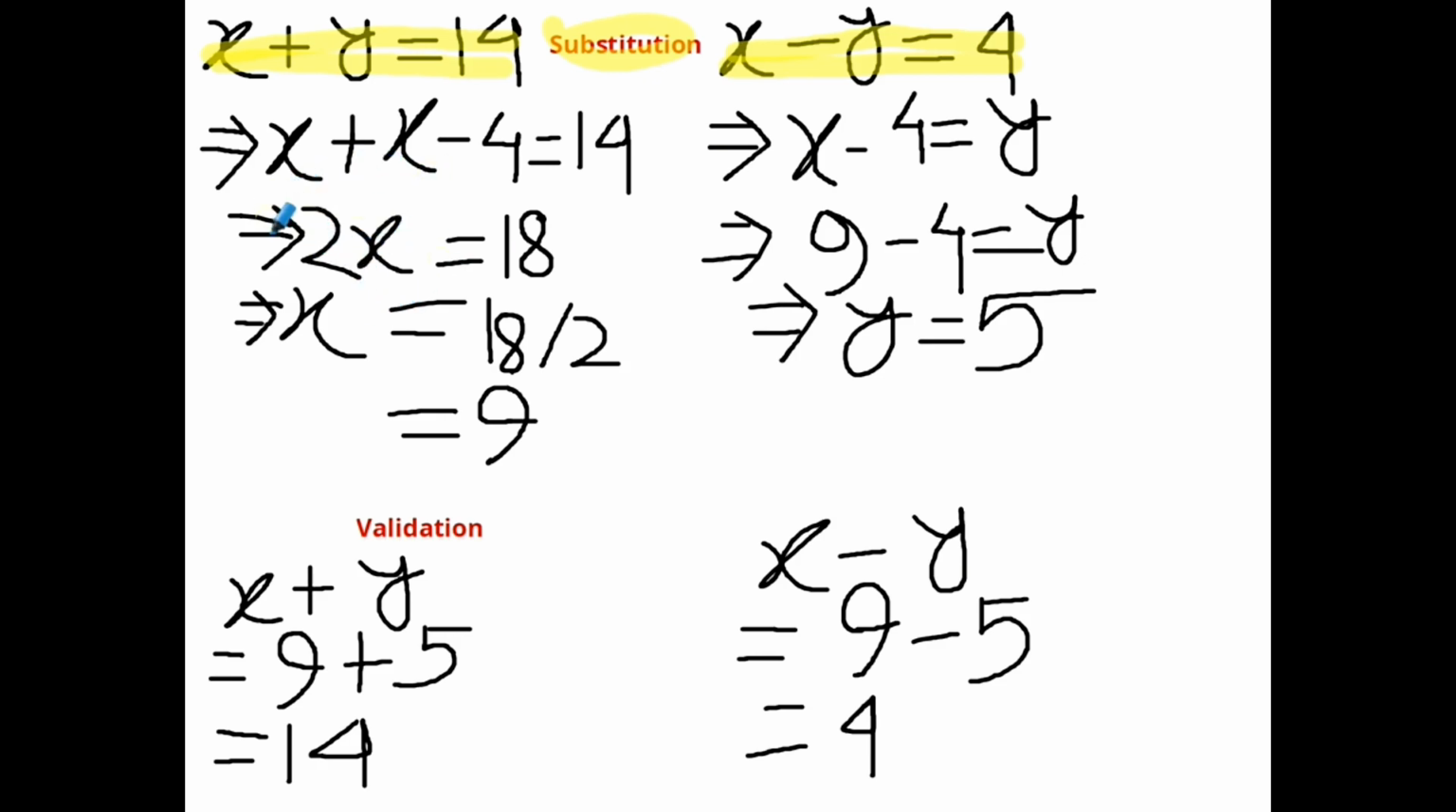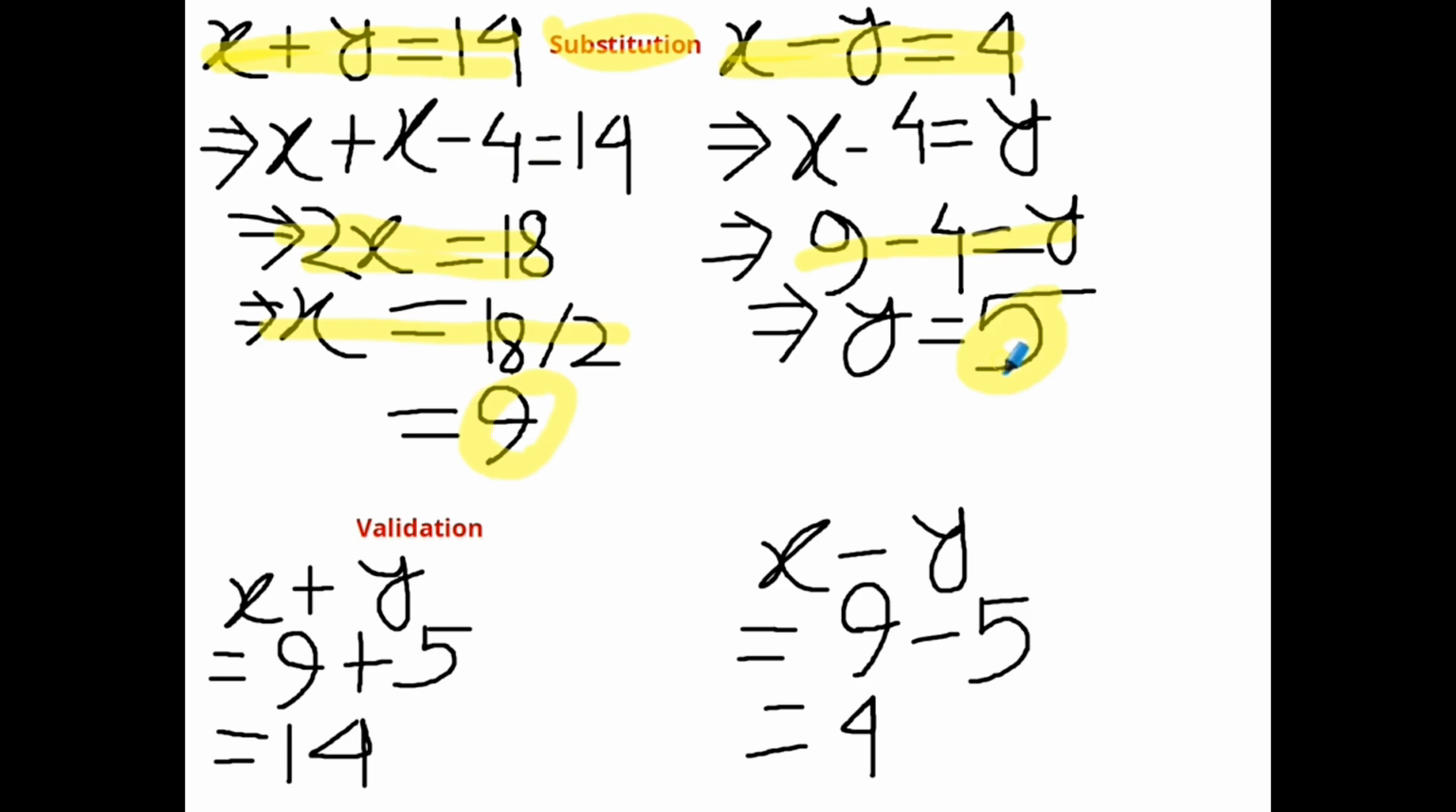After solving, these two steps are nothing but the solving. I have found x equal to 9, which I have put straight in the second equation. So I have received the value of y equal to 5. Now there is another step: we have just solved these two equations and found x equal to 9 and y equal to 5. Are these numbers correct, or is our solution correct? So we have to validate.